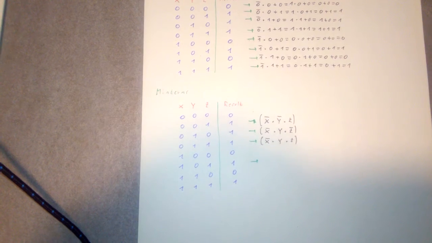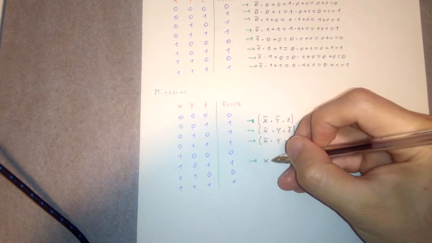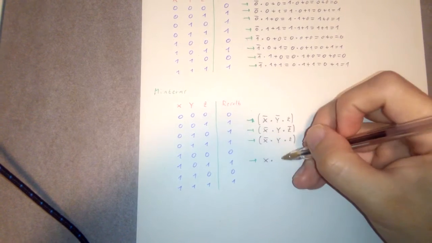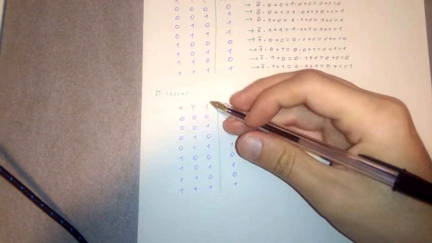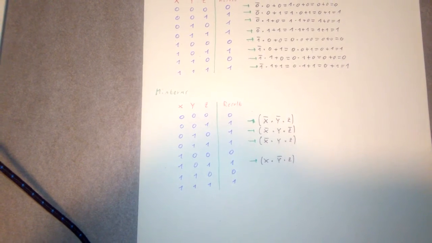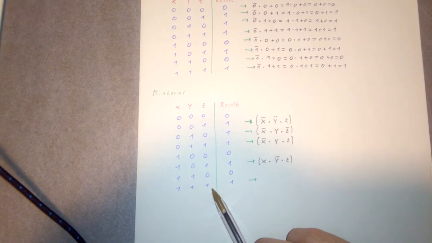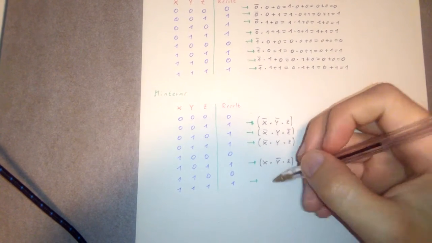And one more time here, so x times not y times z. And lastly, the very last term, which is this one, all of them are 1, so x times y times z.